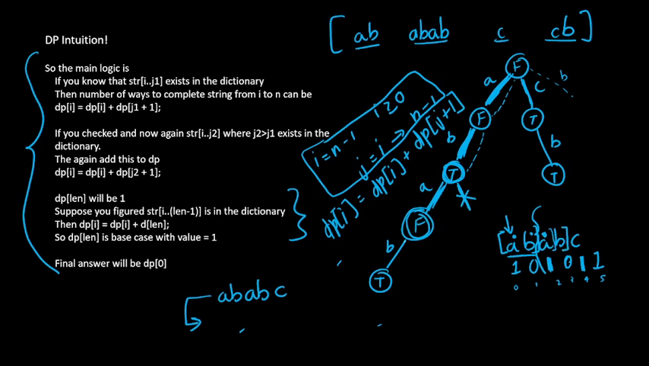We'll go to ABAB. Do we have a B after this A? Yes, we do have a B. Is this a word? Yes, it is a word. That means again you found a word. ABAB is a word. Add that. Now you will demand the answer till C.